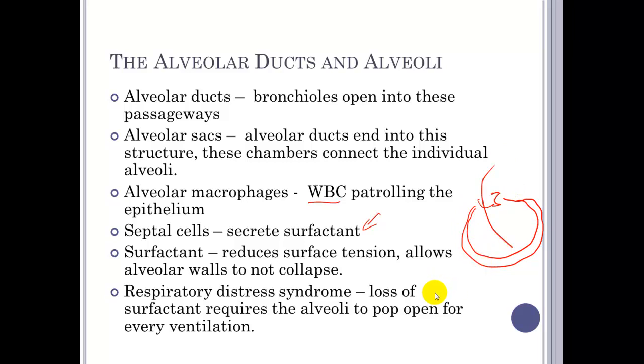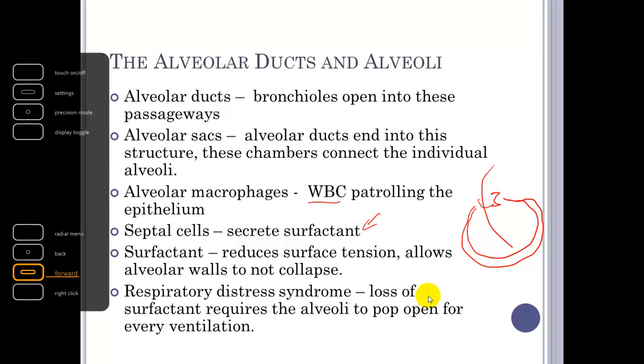Respiratory distress syndrome: loss of the surfactant requires the alveoli to pop open for every ventilation. This will make a popping sound, crackles, that you hear when you're listening to lung sounds, which we'll talk about in assessment.